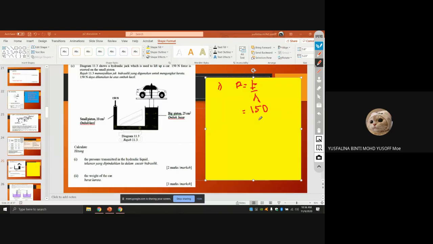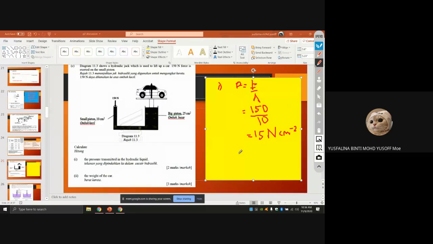So let's say I don't want to convert it. So I just put 150 here, and I got 15 N cm^-2. So this is the pressure.